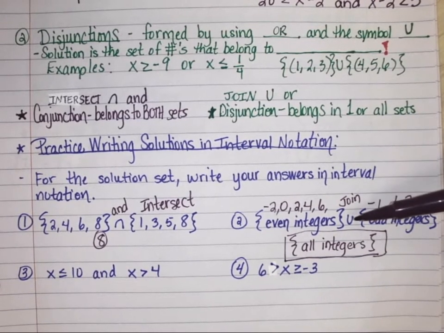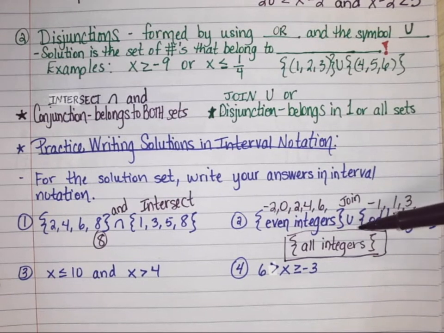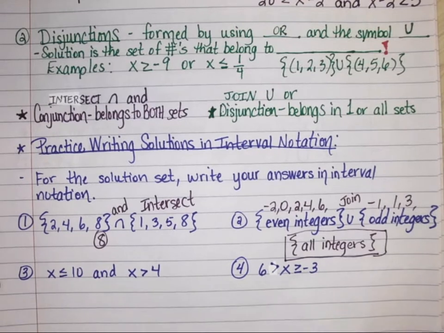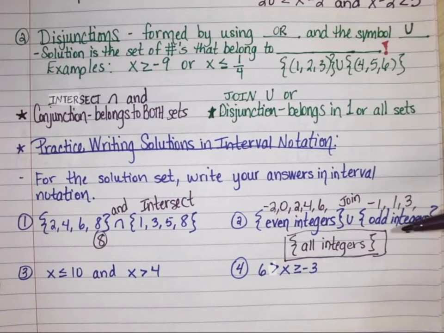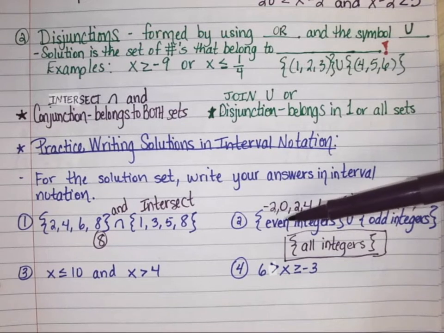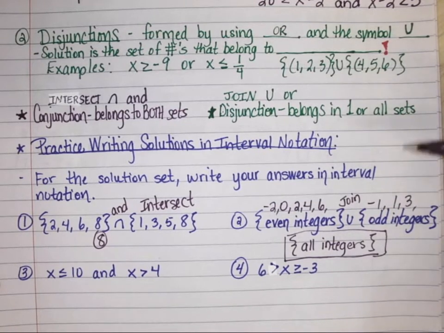Now this is a stretch for your brain. If this was and, if I said even integers and odd integers, and I asked you to find the final solution set, you would be finding the solution set of numbers that belonged in both of them. So if I was asking you to find out where the even integers intersect with the odd integers, that would be no solution.